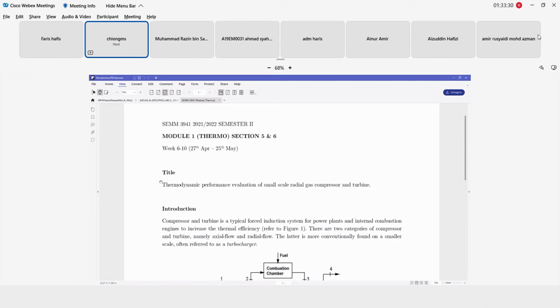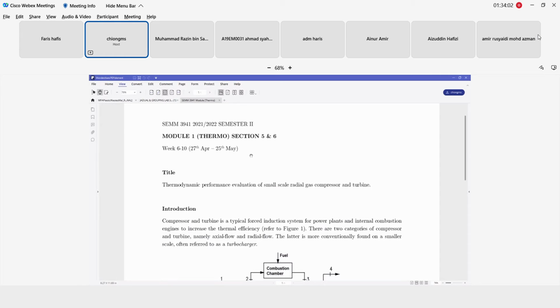So the title for this experiment is called Thermodynamic Performance Evaluation of a Small-Scale Radial Gas Compressor and Turbine. Okay, so to put it simply, you are going to look at a compressor and turbine used for gas application. Gas means air, okay, not hydraulic. It's small scale, and you are going to determine the thermodynamic performance. And therefore, because this is a thermal module.